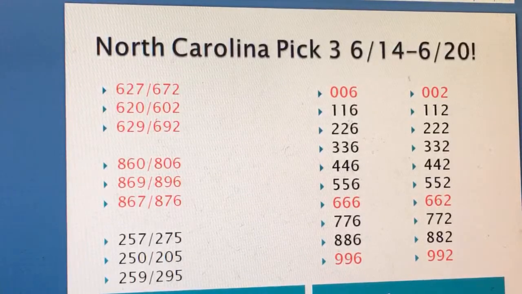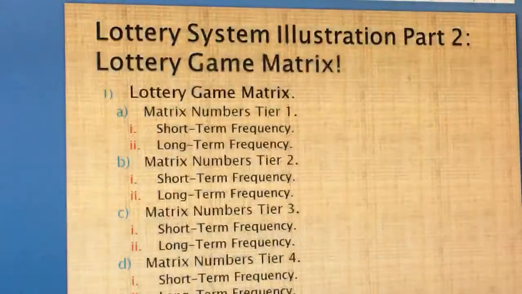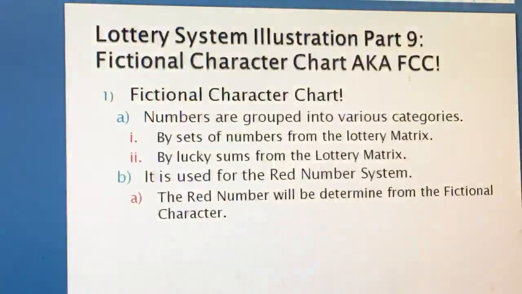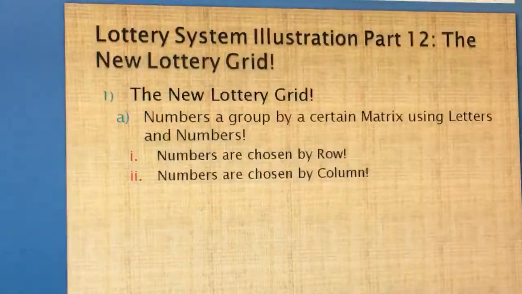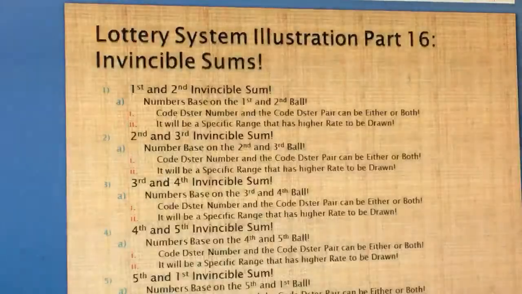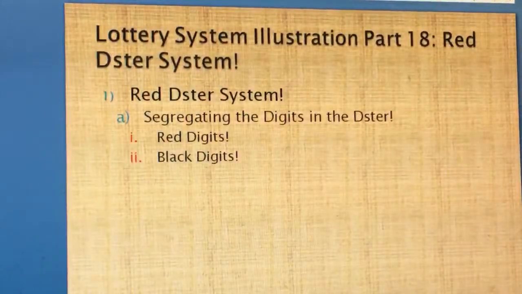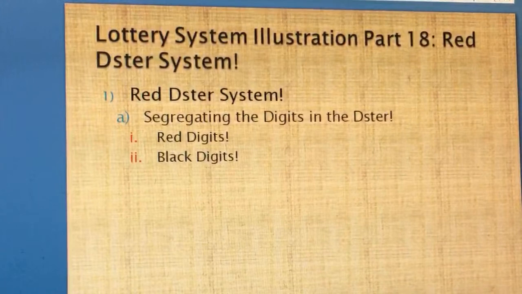Now, the North Carolina Pick 3 list will be continued until the 20th. For those of you who still haven't got a list, these are the numbers. Part 1, 2, 3, and so on up to 18. Up to 18.